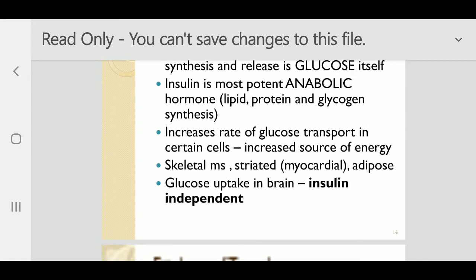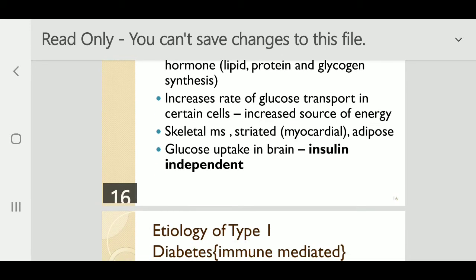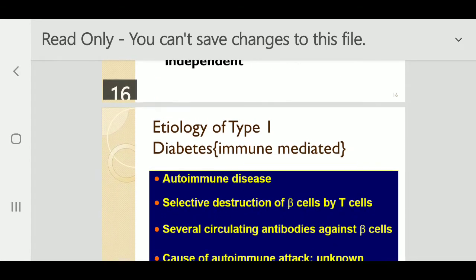Insulin increases the rate of glucose transport in certain cells, hence leads to increased source of energy. Skeletal muscles, the myocardial cells, the adipose cells, and most important, glucose uptake in the brain is insulin dependent. Hence, neuroglycopenia, that is deficient glucose in the brain, leads to fainting attacks, and if it continues for long, can lead to vasovagal syncope and at times death of the patient.